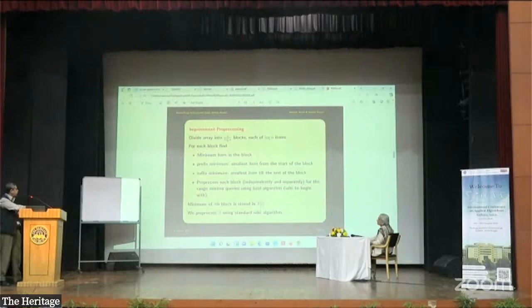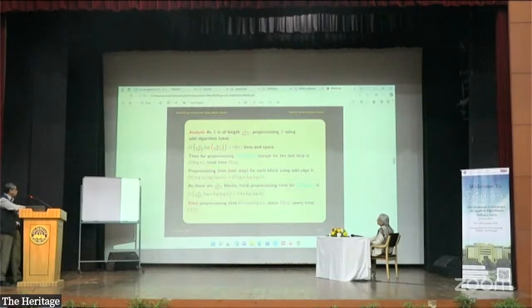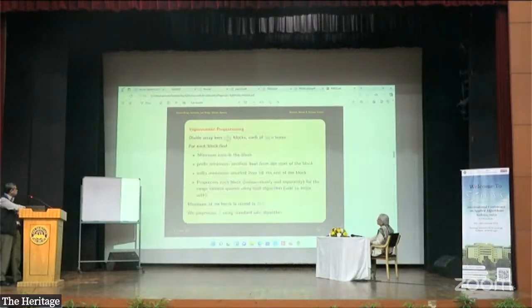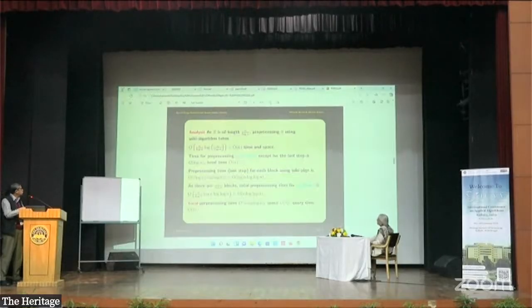So basically, except for this step, everything is fixed. Here we are saying use the best algorithm, which is the Wikipedia algorithm, to begin with. The size of S is n over log n, and processing S using the wiki algorithm will take n over log n times log of n over log n, which is order n in time and space.